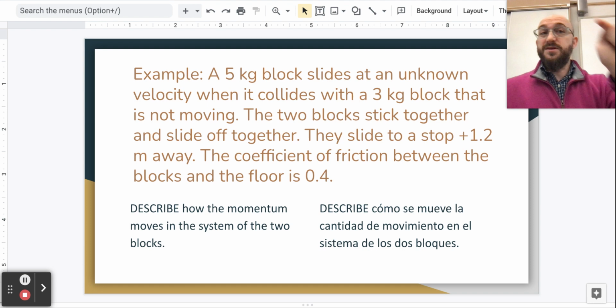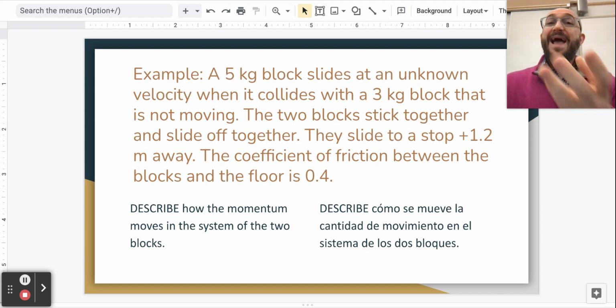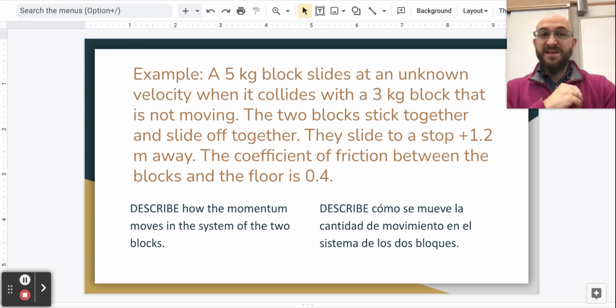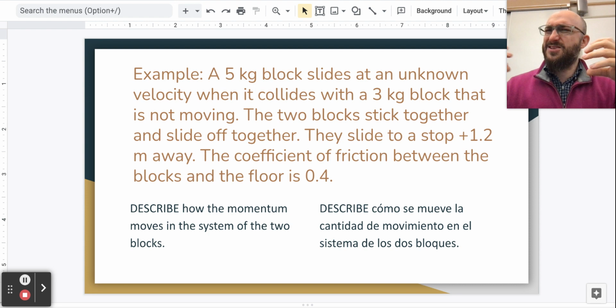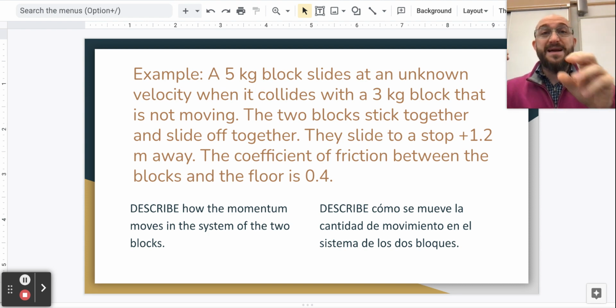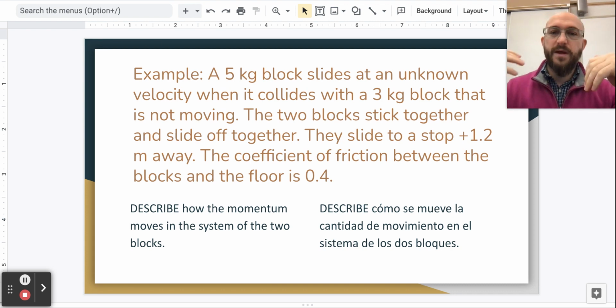All right, so the word describe means please tell me everything you know about the topic. Good. Momentum. Momentum is our measurement of how difficult it is to get something to stop. The equation for it is P equals mass times velocity. Great. System. The system means the two things we care about. In this case, the two blocks.